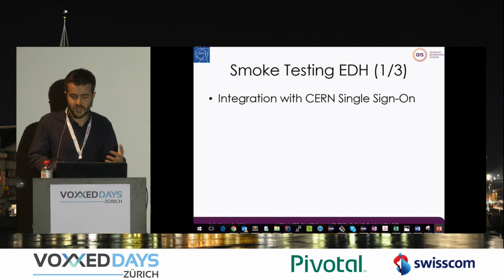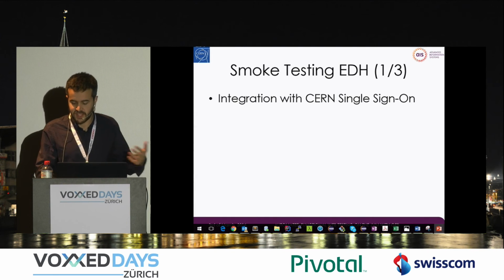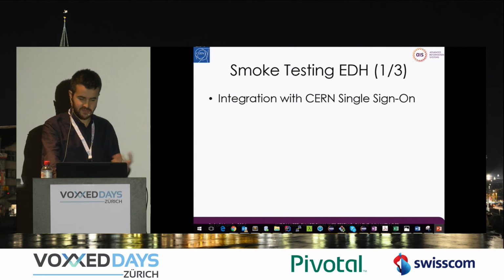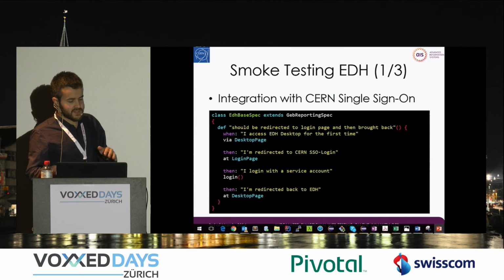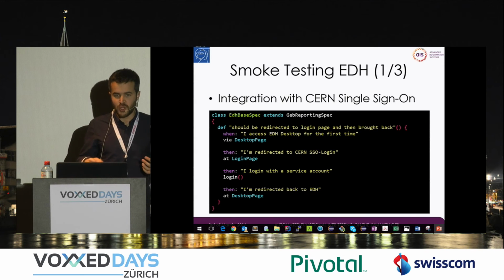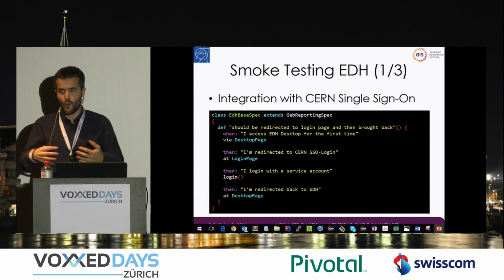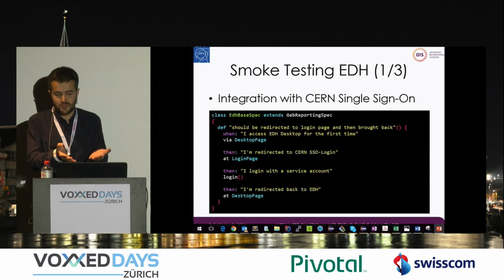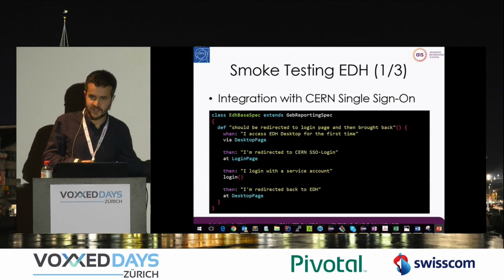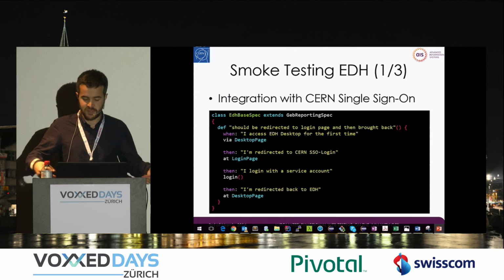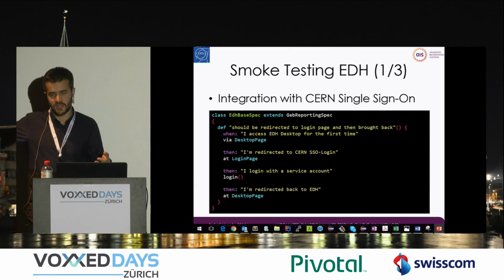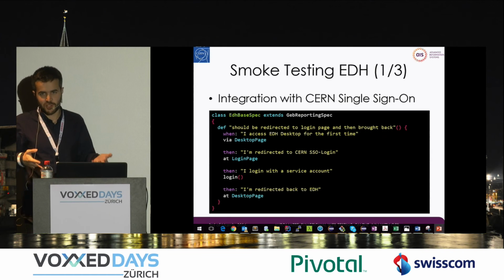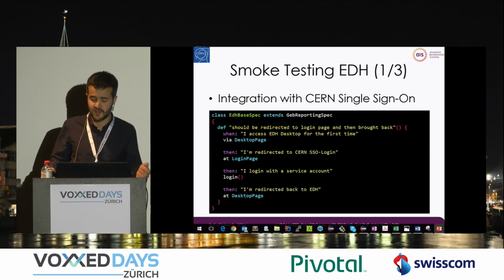So first things first, we test if the login works, right? If the integration with CERN single sign-on works for our application, and this is our base specification. It kind of looks like this. It basically says that I should be redirected to the login page and then brought back when I try to access an application for the first time before being logged in. It's pretty much English, the code. When I go via the desktop page, my main entry point of the application, I get bounced back to the login page. And after I log in, I should be brought back to the desktop page. So this basically ensures that all the integration with CERN single sign-on actually works fine.